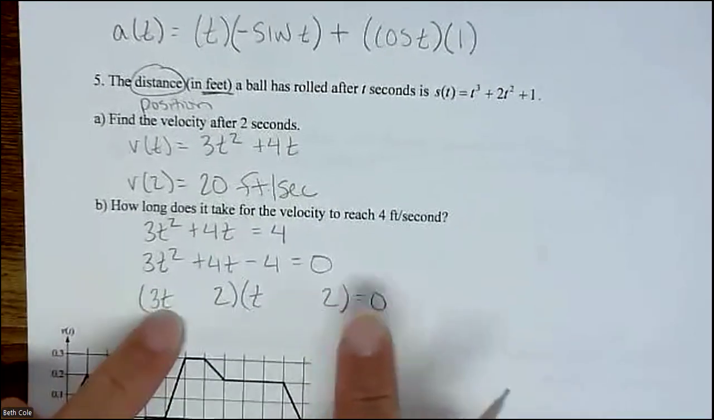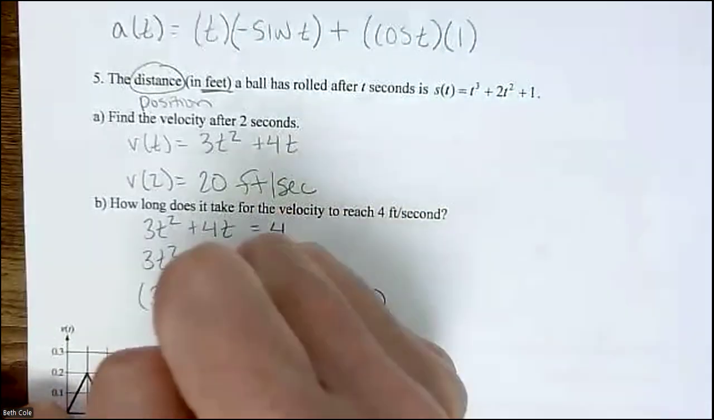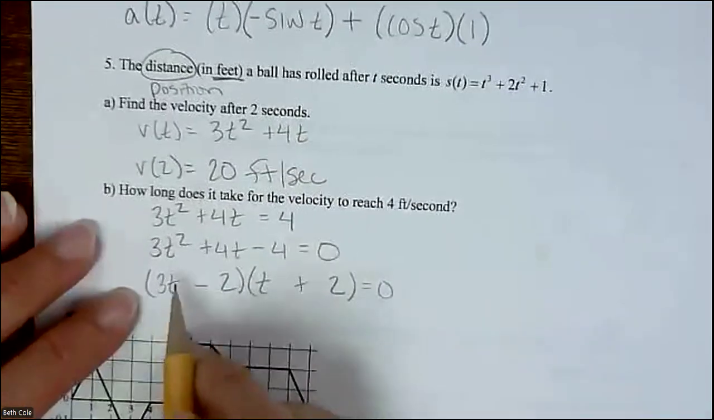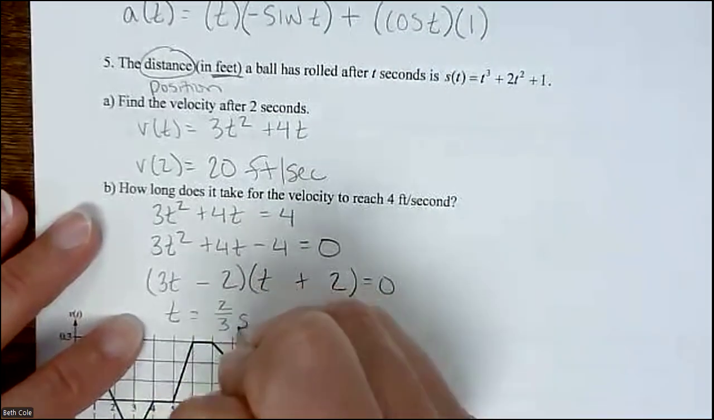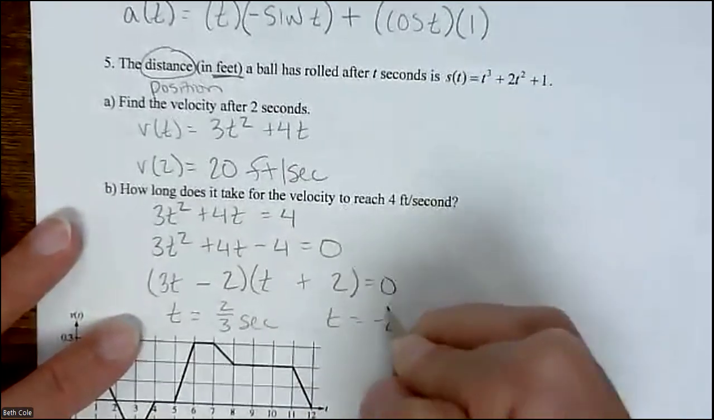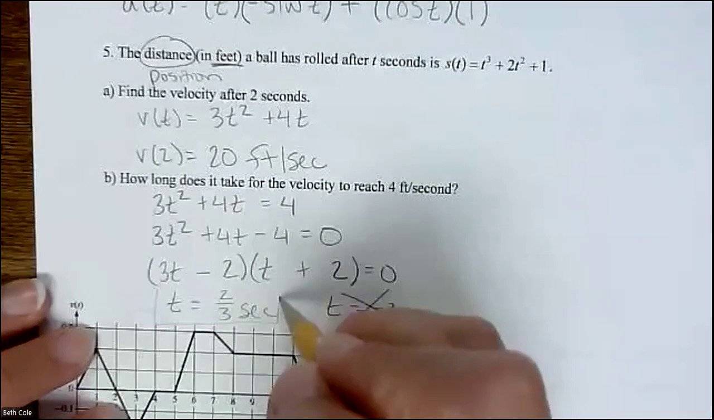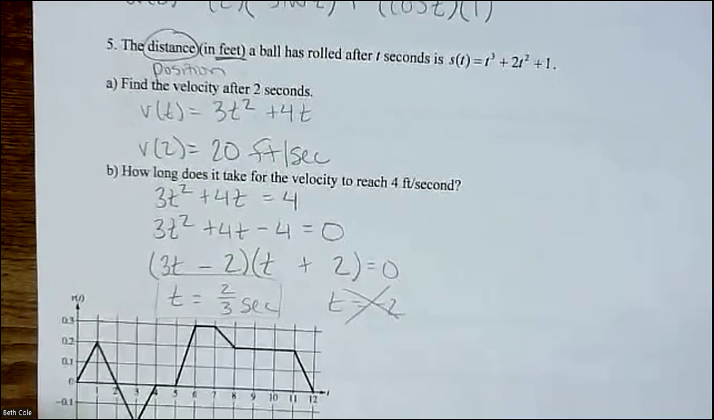So the outsides give you 6t. I want that one to be positive. 3 times 2 is 6. 6 minus 2 gives you 4 in the middle. So what do you get as your first answer here? So 2/3 seconds. Now this one comes out to -2, so I'm going to get rid of it. Why? Time is not negative, right? We don't have negative time. So 2/3 seconds. You don't have imaginary time. We don't have negative time.